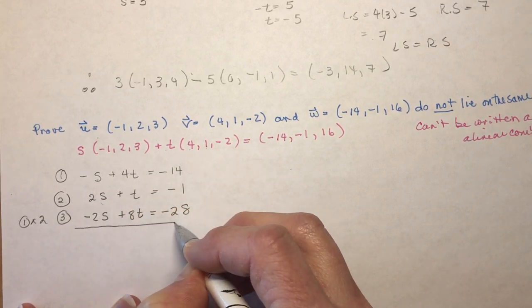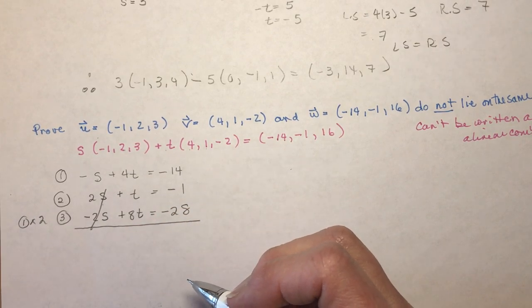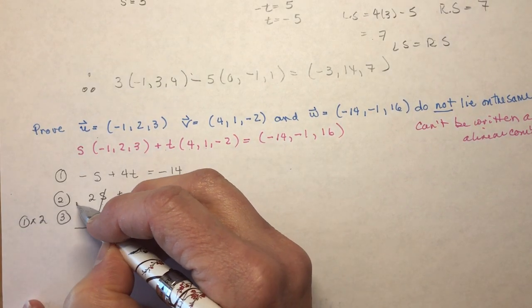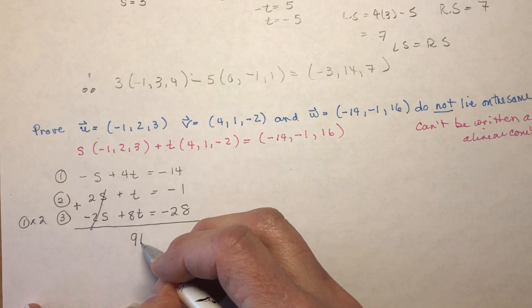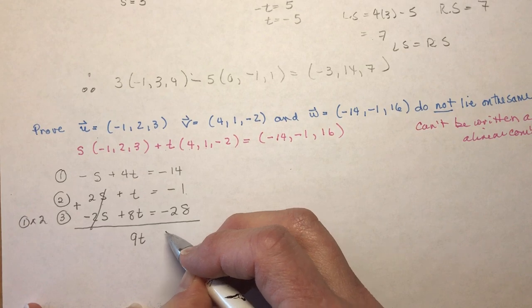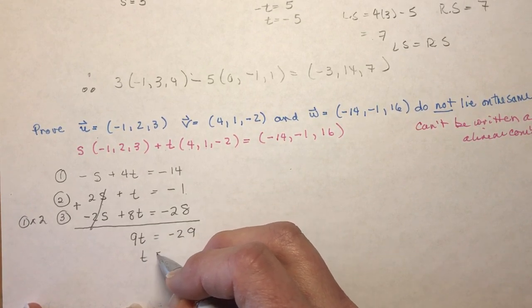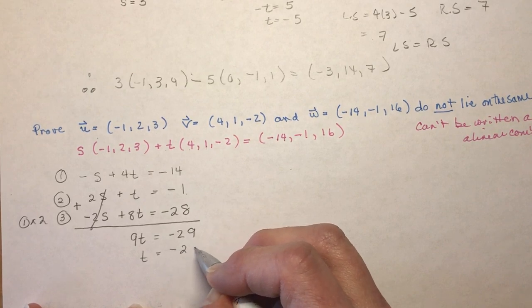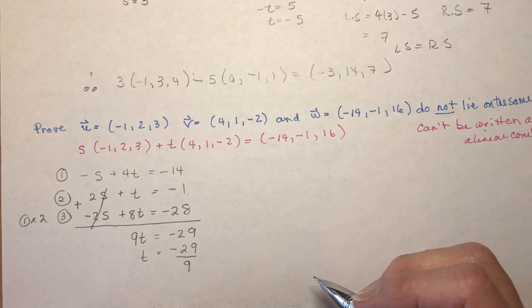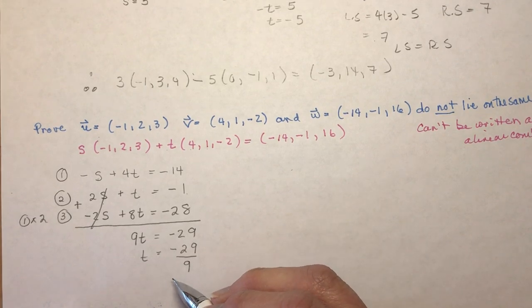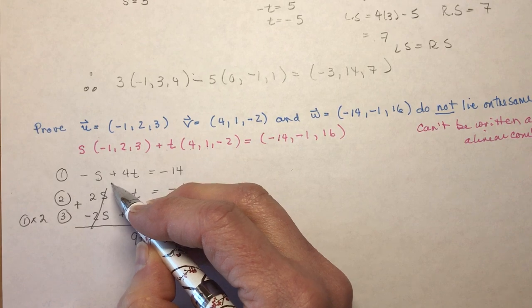So now to eliminate the S's, that was the whole idea. So I got rid of the S's. I'm adding together, plus sign here. 1 and 8 is 9. And minus 1 plus minus 28 is minus 29. So T equals minus 29 over 9. It's not always a pretty number. Okay, so if that's T, what's S going to be?